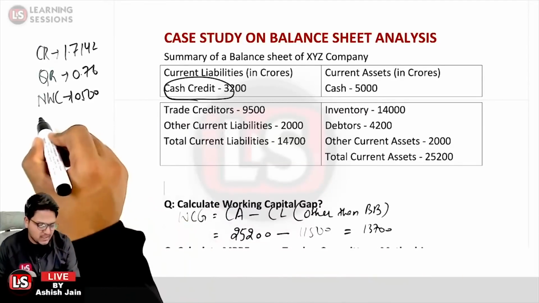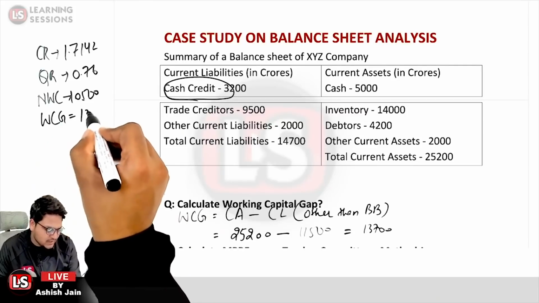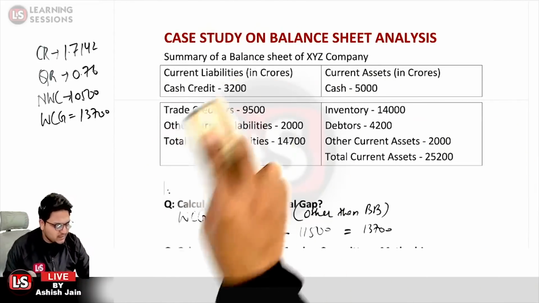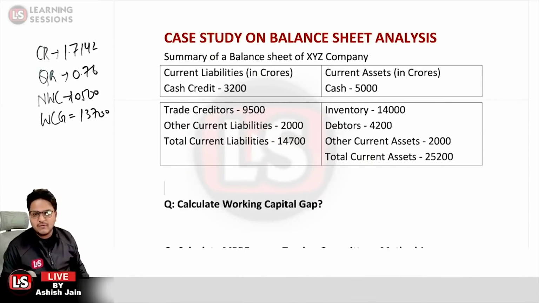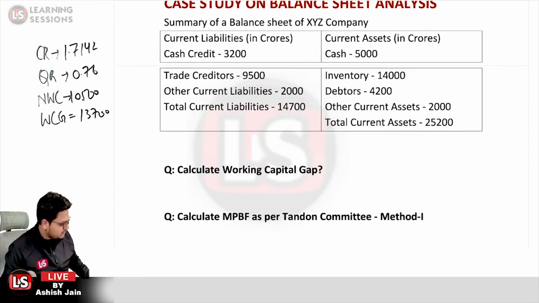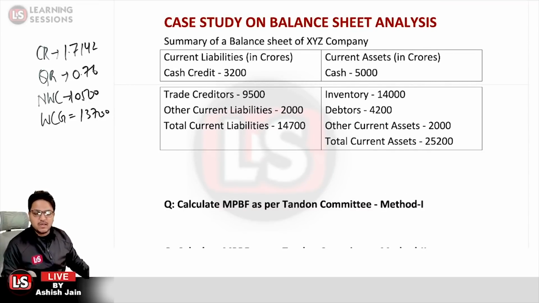So the working capital gap that we calculated is equal to 13,700. Okay, and under the Tandon committee method, the financing is done based upon the working capital gap only. So the next question is related to the Tandon committee method only. There were 3 methods which were given by the Tandon committee, but the third method was dropped by the Reserve Bank of India.